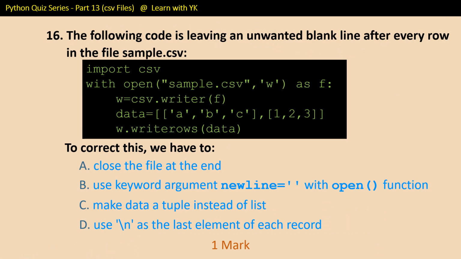Question number 16. The following code is leaving an unwanted blank line after every row in the file sample.csv. See the code. We are creating a file sample.csv, but after every record we are getting a blank line. How can we correct this code? Choose the correct option. And the correct option is option B. We have to use the keyword argument newline equal to blank with the open function.